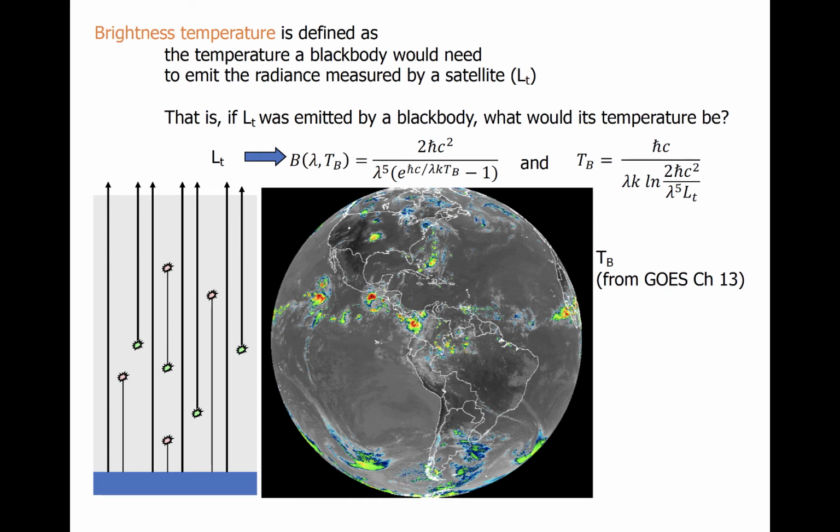The brightness temperature is the temperature that a black body would require to emit the radiance observed by a satellite. Consider the expression for Planck black body radiance, which is a function of wavelength, right here, and temperature. By rearranging the equation, we can easily derive an expression for brightness temperature that is a function of top of atmospheric radiance and the wavelength.